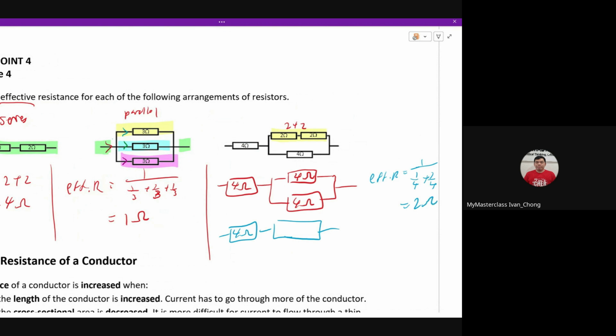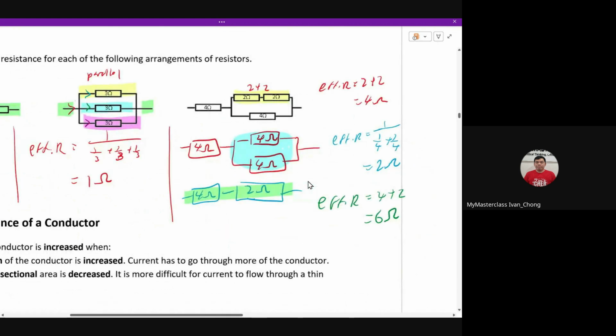So this one you can see on top here, it is effective R for the series part only, 2 plus 2, and I have 4 ohms. Right? So this on the right, this part can be replaced by your 2 ohms. Then once you reach this point, it's just a pure series circuit. So 4 plus 2, you end up with 6 ohms.